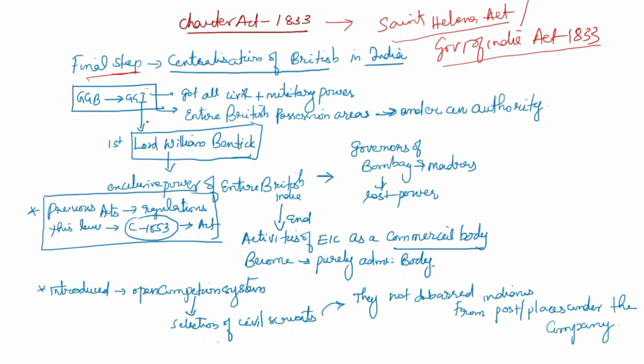Who is the first Governor General of India? Lord William Bentinck was the first Governor General of India. The entire British possession areas were placed under the authority of the Governor General of India, and that means he got exclusive power over the entire British India.